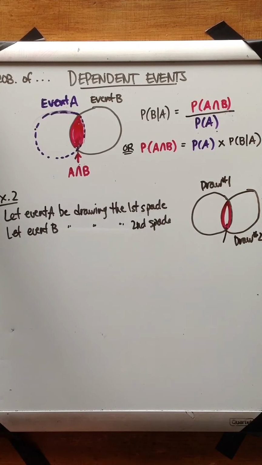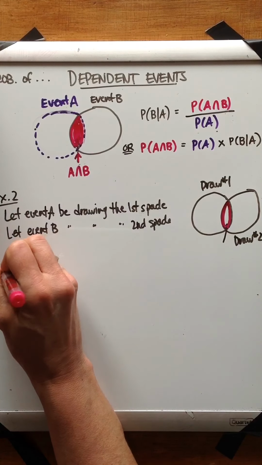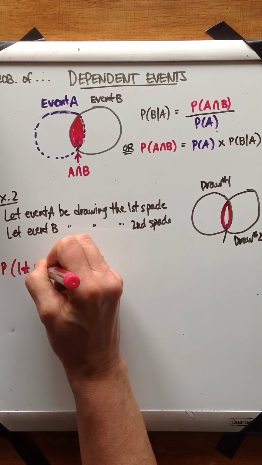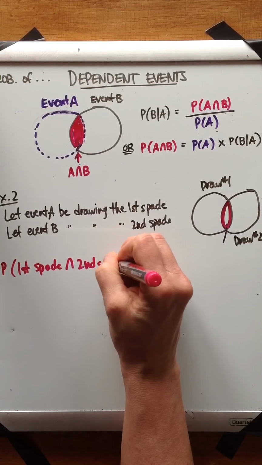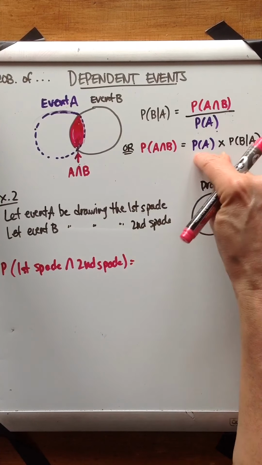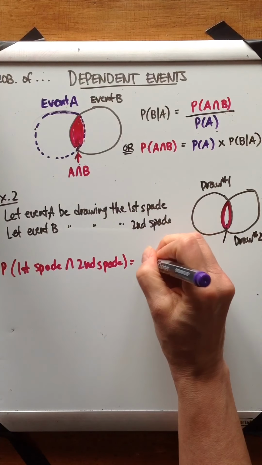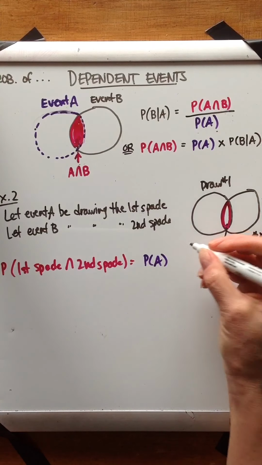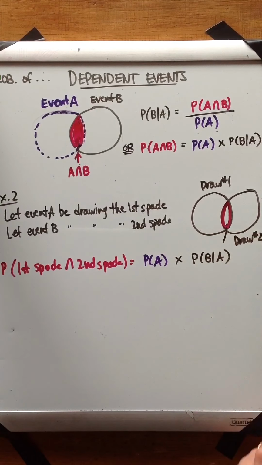So we can start to set this up. We can say the probability where the first spade and the second spade are both drawn, one after the other, is equal to, and I'm going to use this version of the equation this time, the probability of the first event times the probability of the second event after the first event has happened.